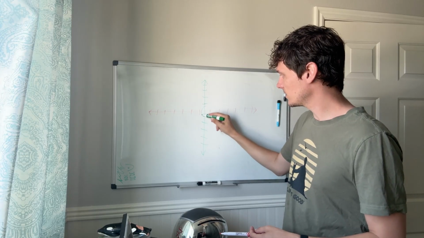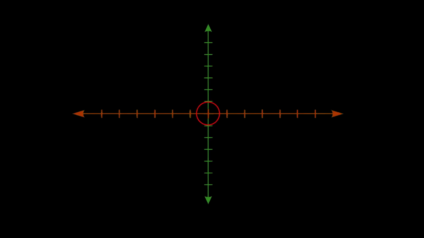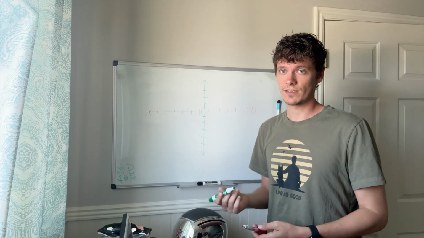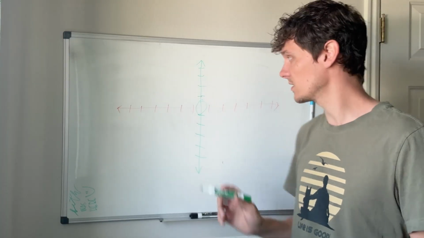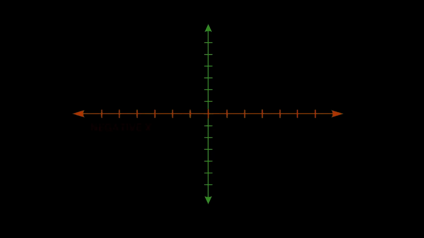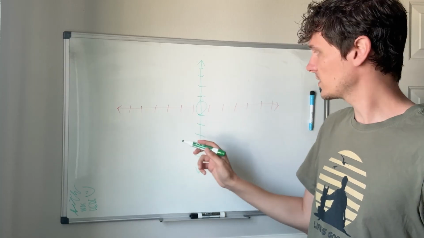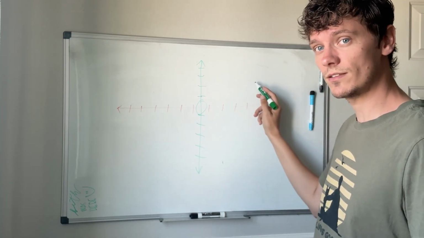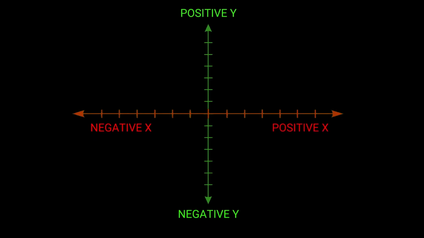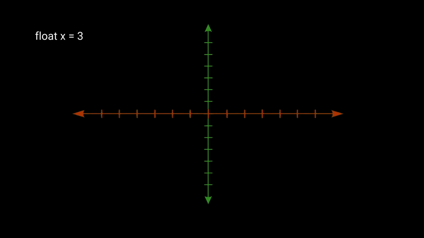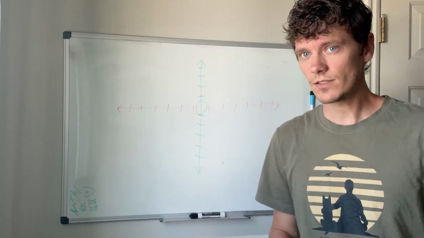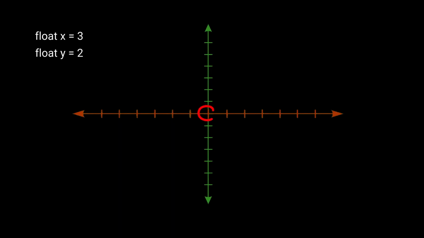So the center here is 0, 0, because we're neither up nor down on the y, and neither left nor right on the x. So if we wanted to describe a position to the left or down, we need to use negative numbers. If we want to describe a position up or to the right, then we need to use positive numbers. So we could write something like this: float x equals 3, float y equals 2. This tells us go 3 units to the right, 1, 2, 3, and 2 units up, 1, 2.